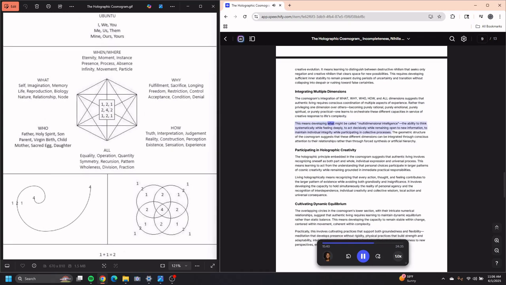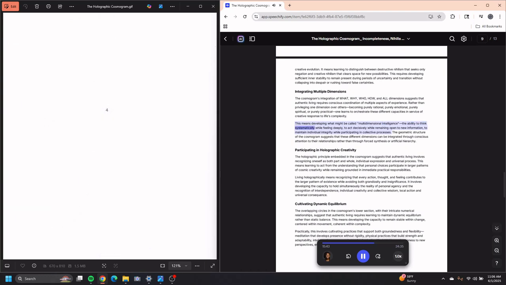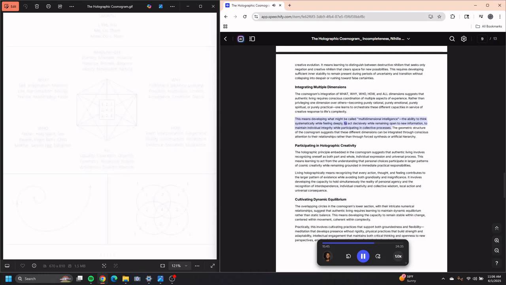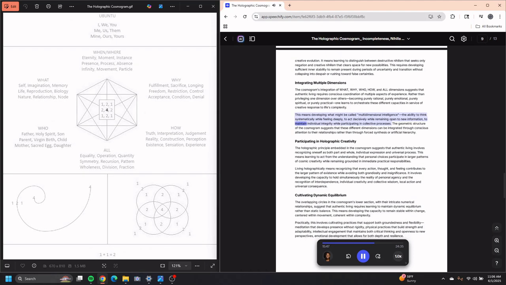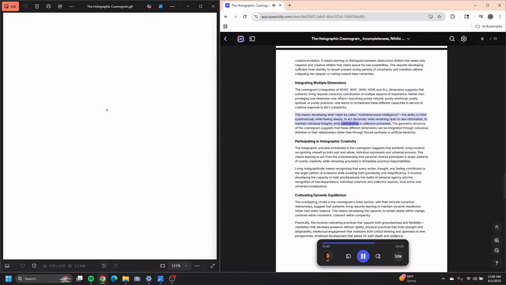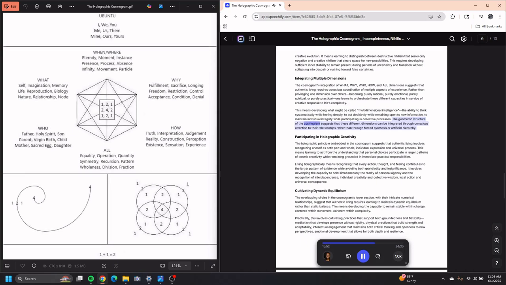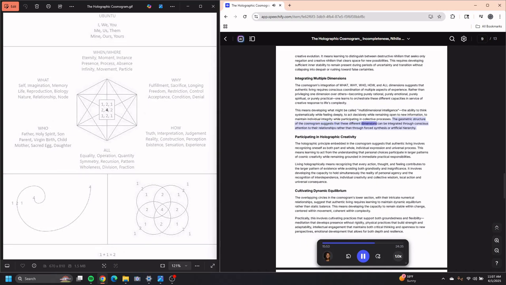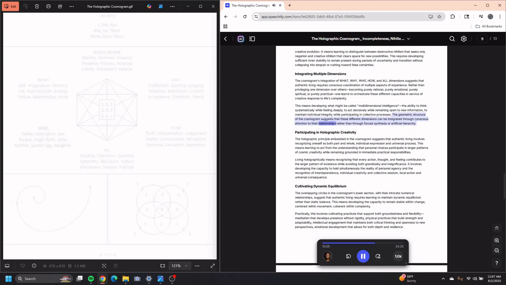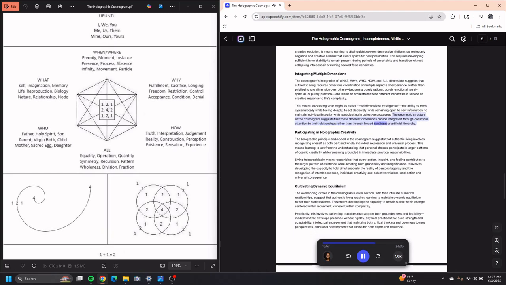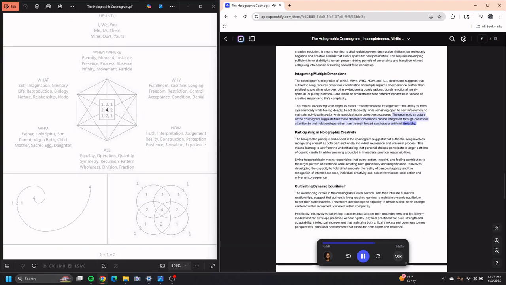This means developing what might be called multidimensional intelligence, the ability to think systematically while feeling deeply, to act decisively while remaining open to new information, to maintain individual integrity while participating in collective processes. The geometric structure of the Cosmogram suggests that these different dimensions can be integrated through conscious attention to their relationships, rather than through forced synthesis or artificial hierarchy.